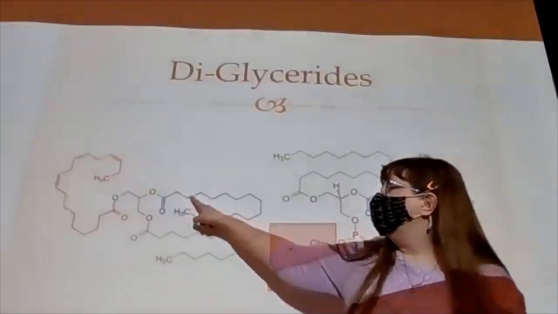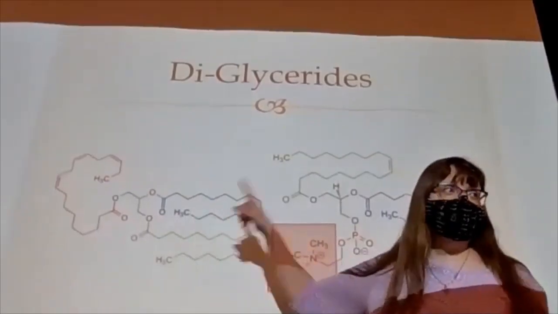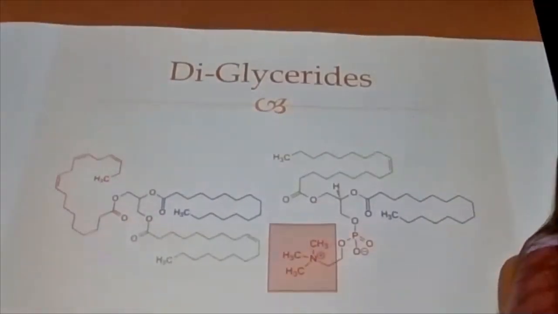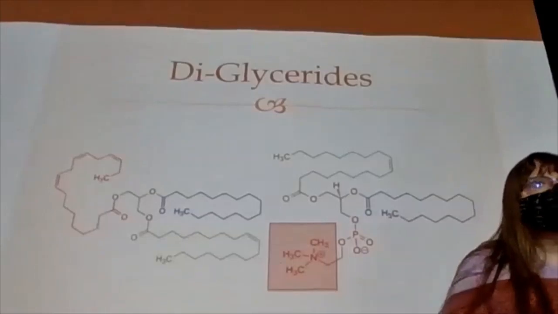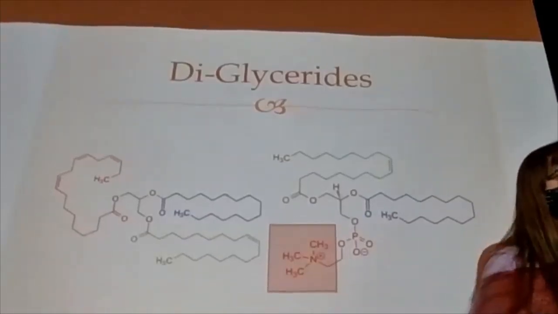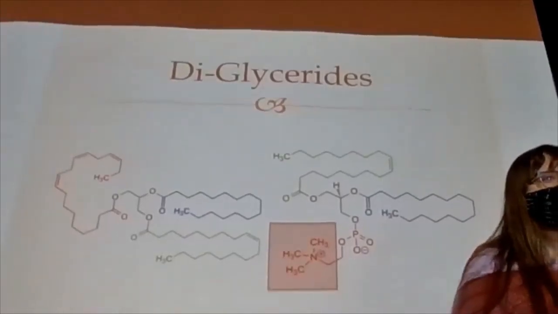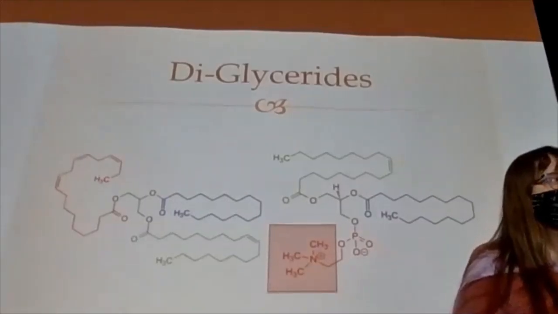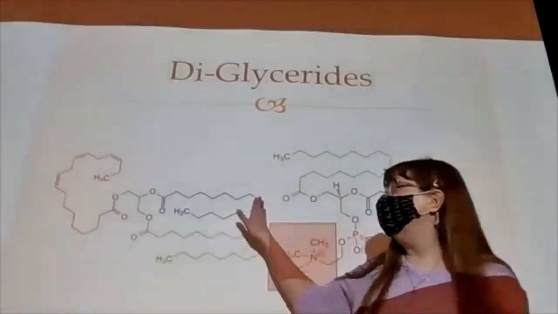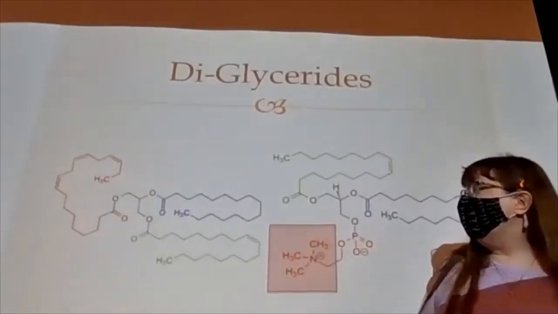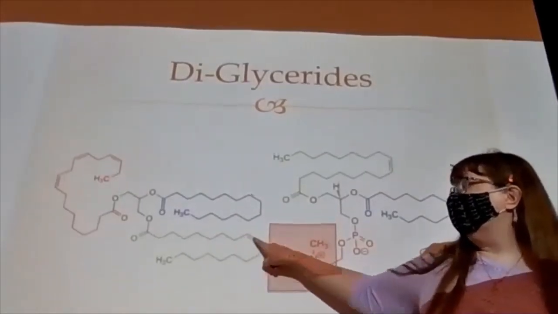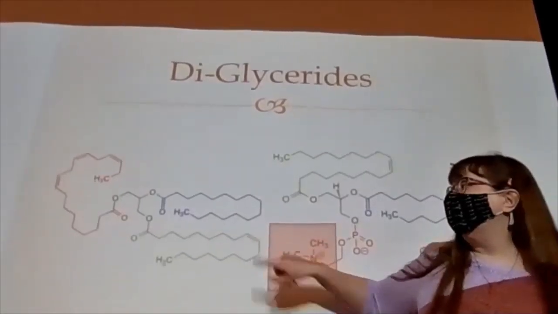And we've got this blue one is saturated. How do we know it's saturated? What are we looking for? Definitely a good thing to know for your final exam. There are no double bonds in here. So this one's saturated. And then this one is monounsaturated, meaning there's one double bond on this chain.